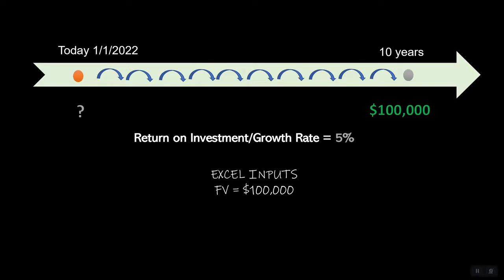So here we know the future value that we want is 100,000. I stands for interest when we're doing this calculation, and our interest rate is 5%. We're going to assume that interest compounds annually, so just once a year. And then N is the number of periods that we're looking at. In this case, we're looking at 10 years, so N equals 10.